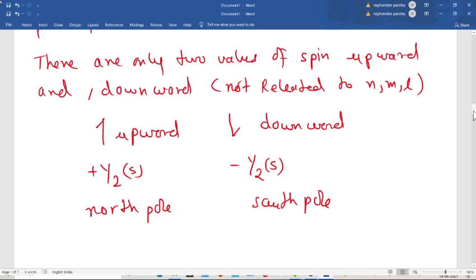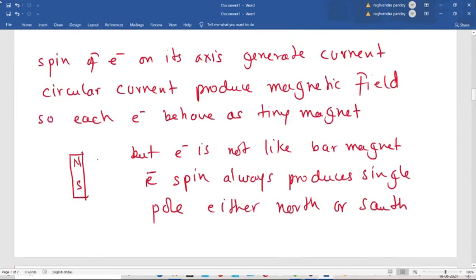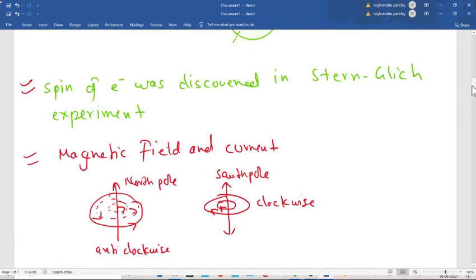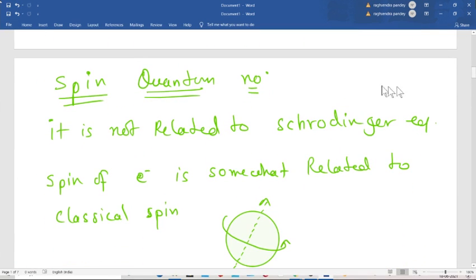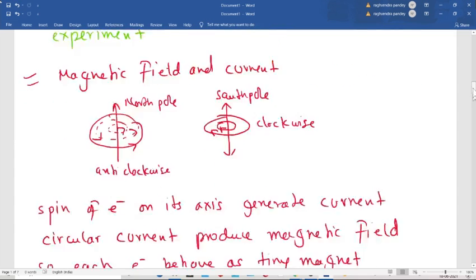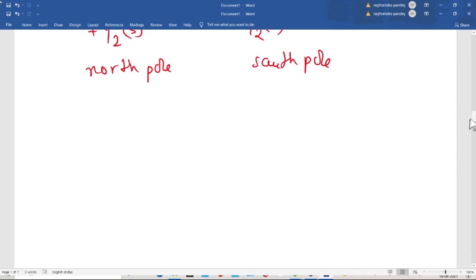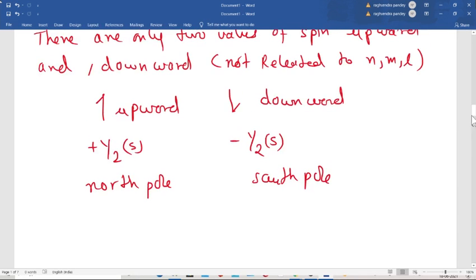It's your spin quantum number. It has nothing to do with n and l values, because it is not related to the Schrodinger equation. It has only two values, plus half and minus half. Understood this part, everybody?